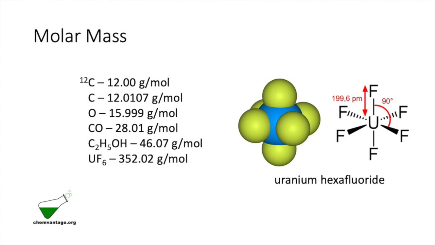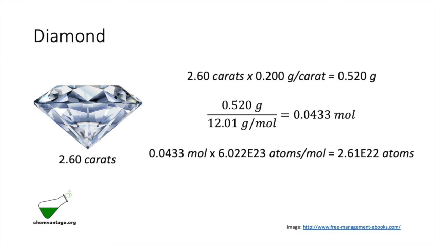To calculate the molar mass of a molecule like CO, carbon monoxide, simply add the atomic mass of carbon and oxygen. For ethyl alcohol, which has an empirical formula C2H5OH, add up the atomic masses of 2 carbons, 1 oxygen, and 6 hydrogens. Likewise, uranium hexafluoride has a molar mass of 352.02 grams per mole.